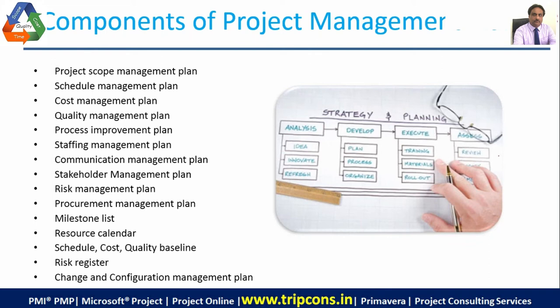Then the milestone list tells us what the milestones in the project are. The resource calendar tells us what resources are coming in at which dates. It would tell us when the user interface designer is joining, for how many days this person is working, and when this person is leaving the project after completing the work. When is the tester joining? Till what time is the tester remaining?